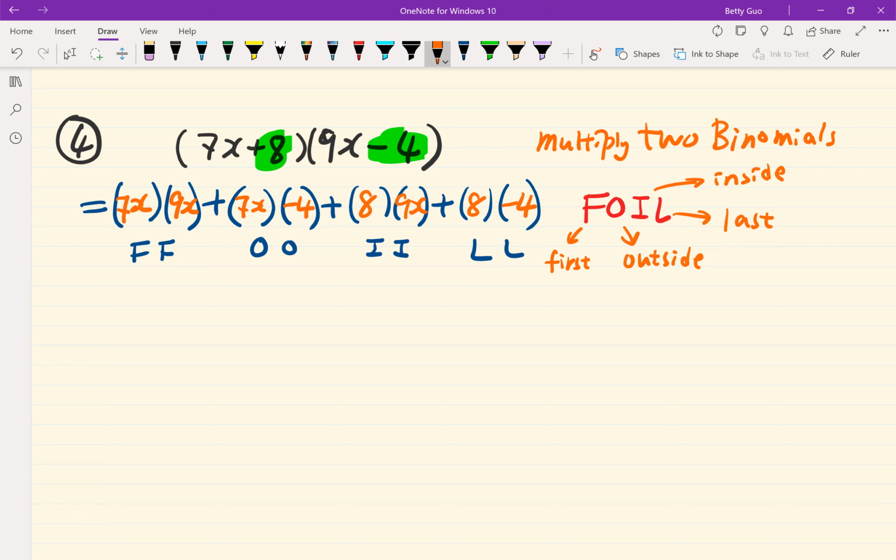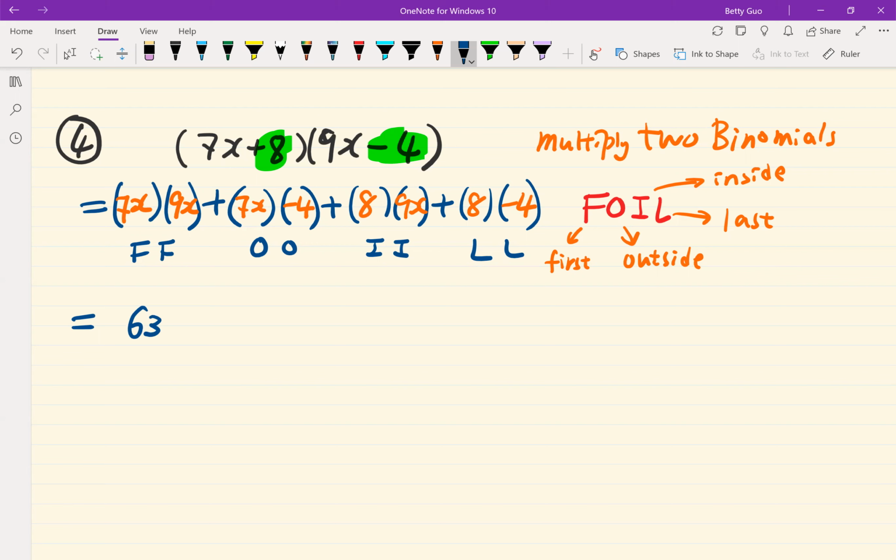First. Outside. Inside. Last. And then we're going to simplify in the next step. Let's see, first times first. That's monomial times monomial, right? The example we went over today is how do we multiply two monomials? We multiply their corresponding parts, right? Numerical part. What is 7 times 9?